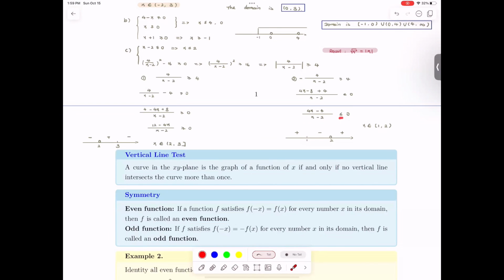Okay? Remember, we're including the 1 here and 3 here because the original wants less than or equal to. If they just want strictly less than or strictly greater than, then you don't want to include 3 either, because that's when it's going to be 0.